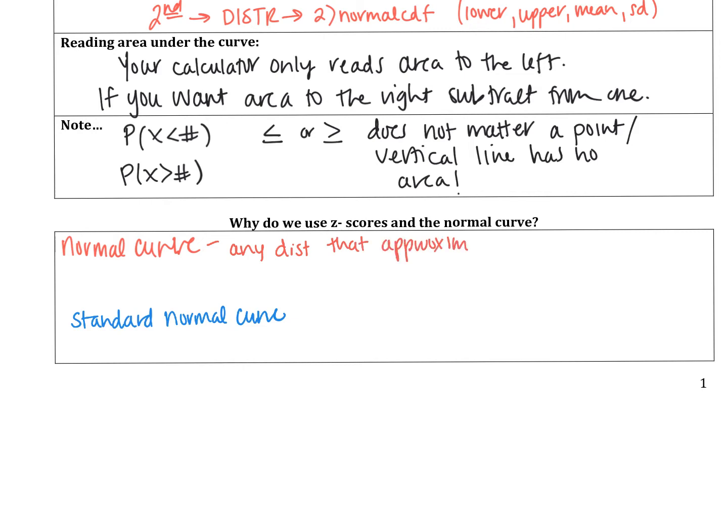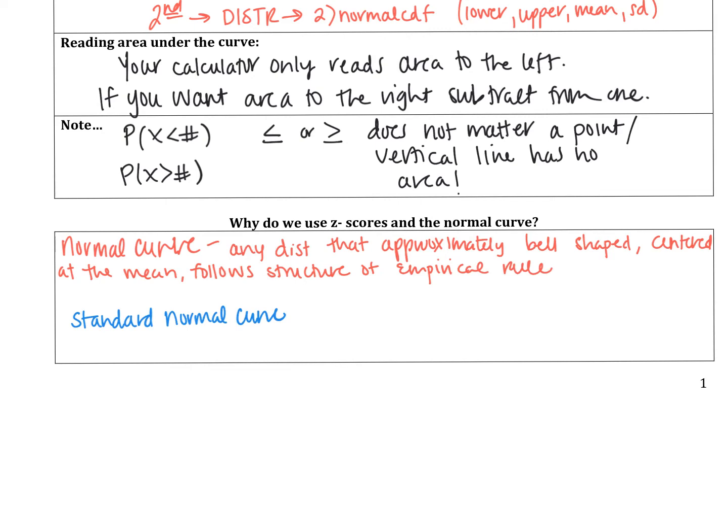Oh my gosh, I'm struggling to write. Centered at the mean. And approximately follows the empirical rule. Normal curves are awesome because then we can use them to approximate, we can find percentages, we can look at data, we can make assumptions, things like that.